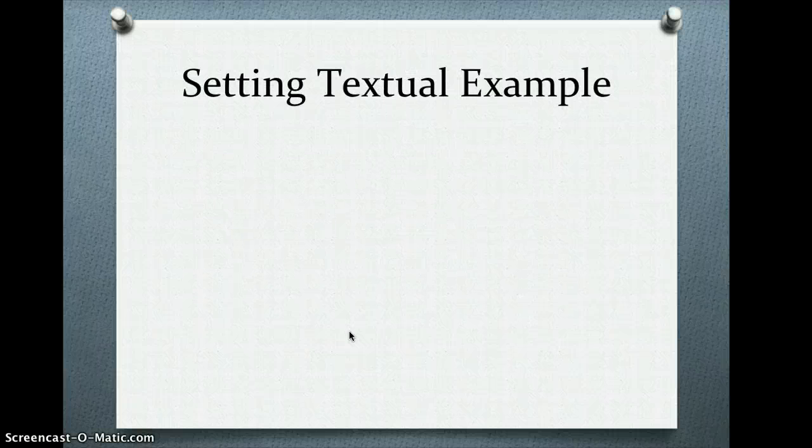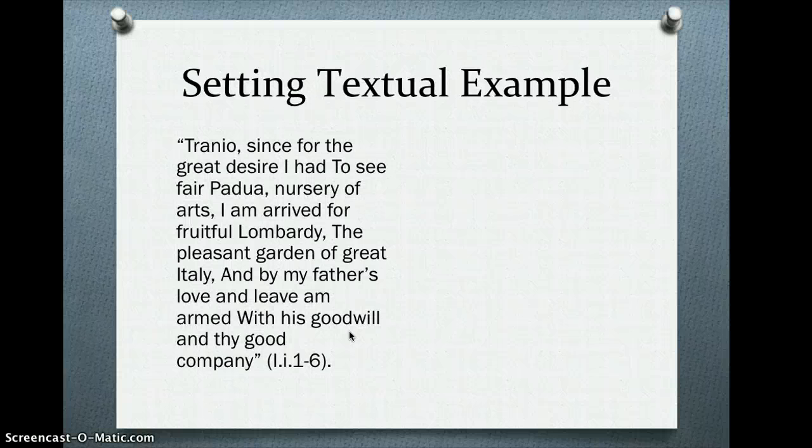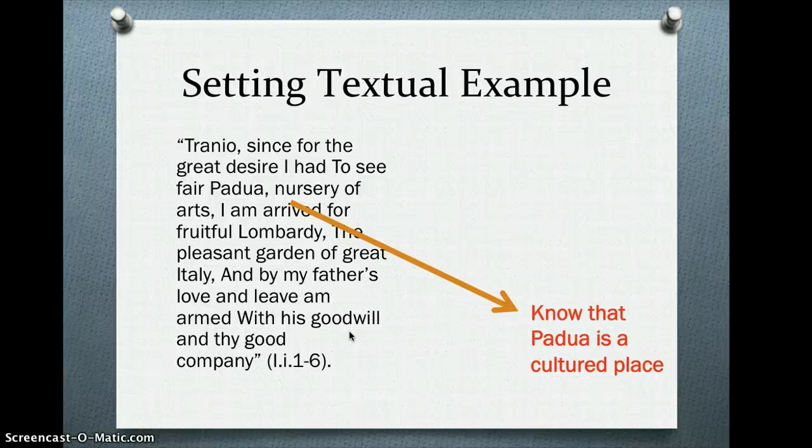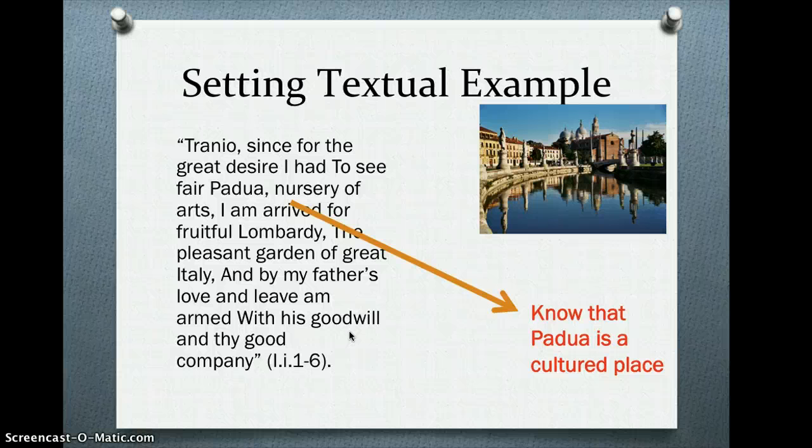So, in the play, we get an example of setting right from the beginning when Lucentio arrives to Padua. And he is the first character that we hear speak, and he's speaking to his servant Tranio. And here you see that he mentions fair Padua, nursery of the arts. Through that description of the setting, I know that Padua must be a cultured place if it really focuses on the arts and letters and studying. In fact, Lucentio is there to study. And here is an image of a university in Padua. And so you can see that based on Lucentio's description, I get a specific image of the setting in which this play occurs.